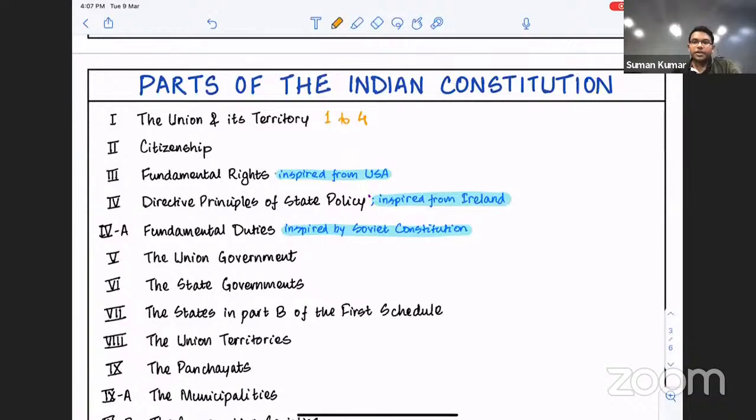But for now, we need to remember that the Union and its territory has articles 1 to 4 in it. Logic. After 4, ultimately 5 will come, right? The numbering is sequential. So if 1 to 4 is part 1 of the Constitution, it makes sense that citizenship needs to start from 5, right? So then I will tell you here, it is 5 to 11. Similar.